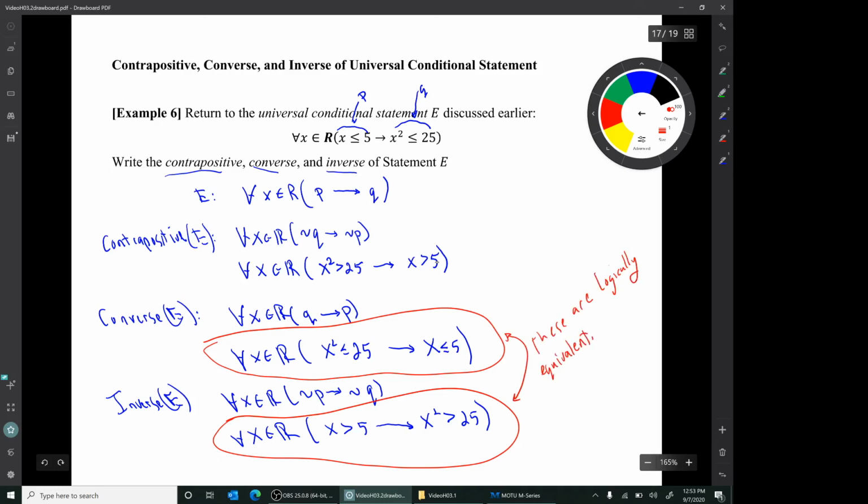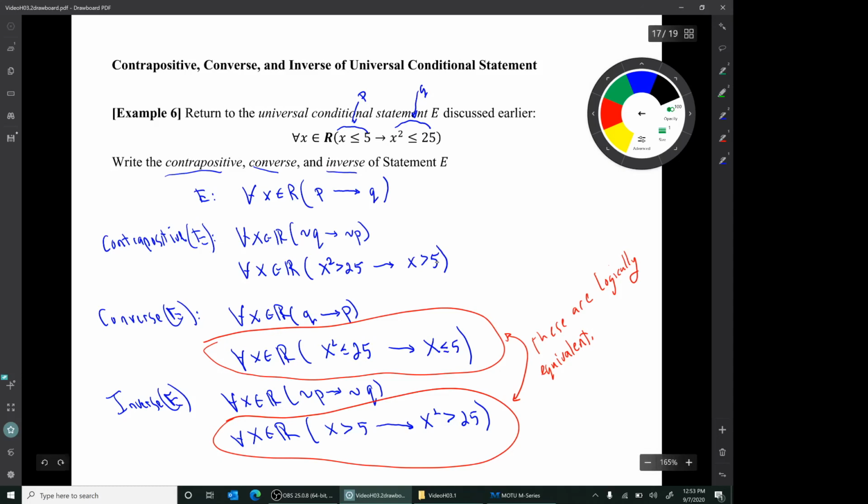Because remember that the inverse is actually the contrapositive of the converse. It's not the contrapositive of the original statement, but the inverse is the contrapositive of the converse. So these two red circled statements are logically equivalent. So if we can figure out if one of these is true or false, then that'll tell us if the other one is true or false.